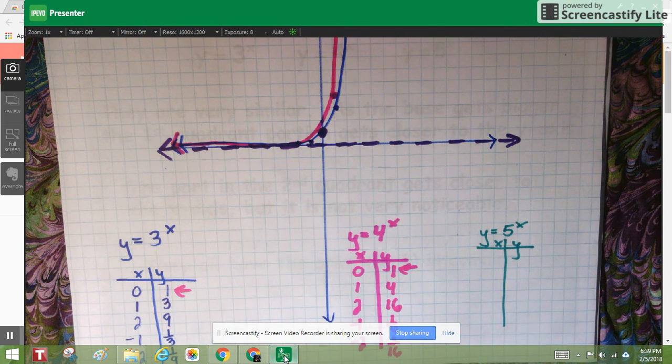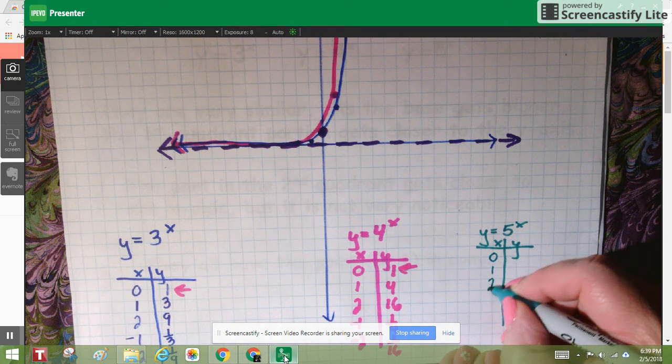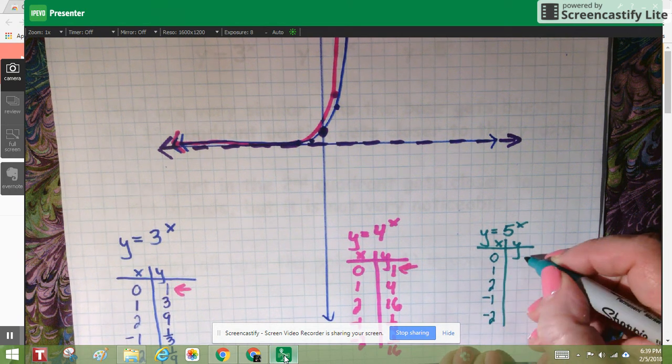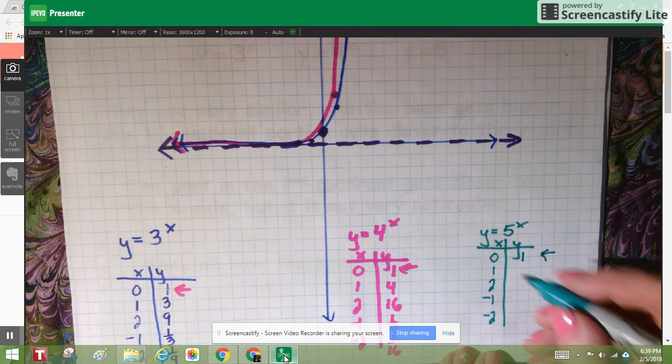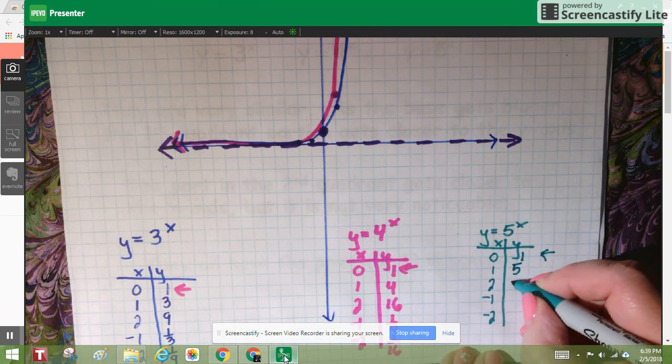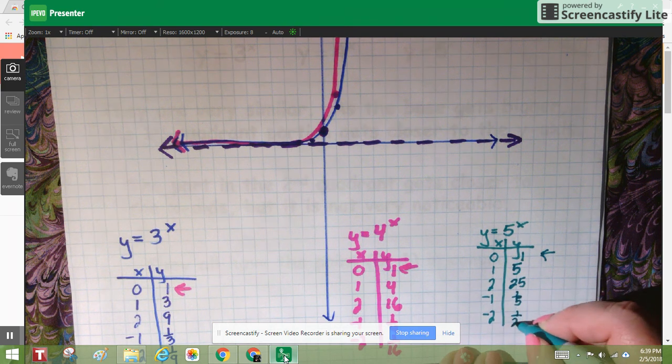All right, let's take a look at y equals 5 to the x. Same thing. 0, 1, 2, negative 1, negative 2. Of course, this is going to be 1 because now we know anything to the 0 is 1. This here will be 5. This here will be 25. This here will be 1/5, and this here will be 1 over 25.